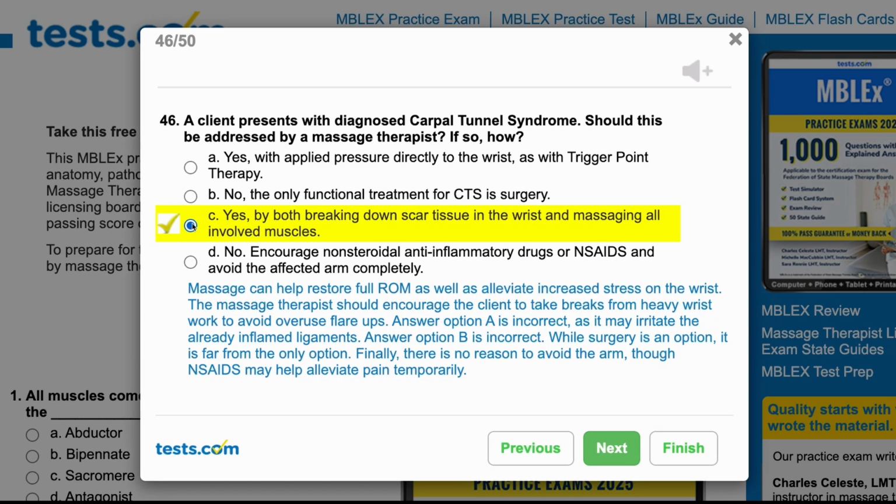C. Yes, by both breaking down scar tissue in the wrist and massaging all involved muscles. Massage can help restore full ROM as well as alleviate increased stress on the wrist. The massage therapist should encourage the client to take breaks from heavy wrist work to avoid overuse flare-ups. Answer option A is incorrect, as it may irritate the already inflamed ligaments. Answer option B is incorrect. While surgery is an option, it is far from the only option. Finally, there is no reason to avoid the arm, though NSAIDs may help alleviate pain temporarily.